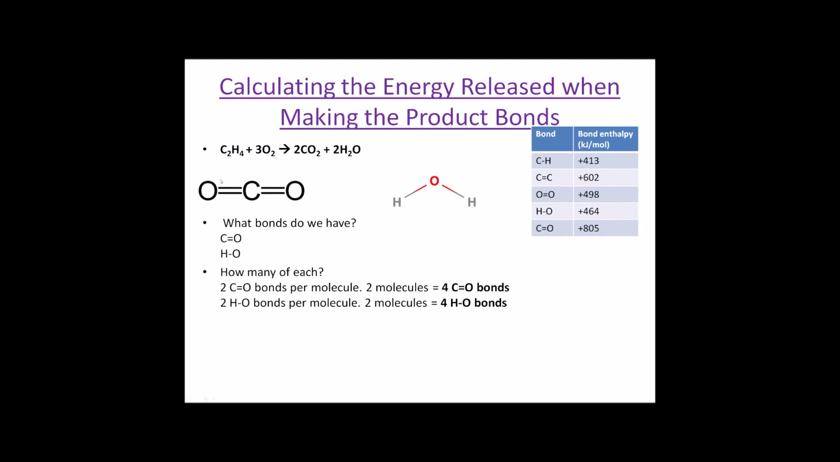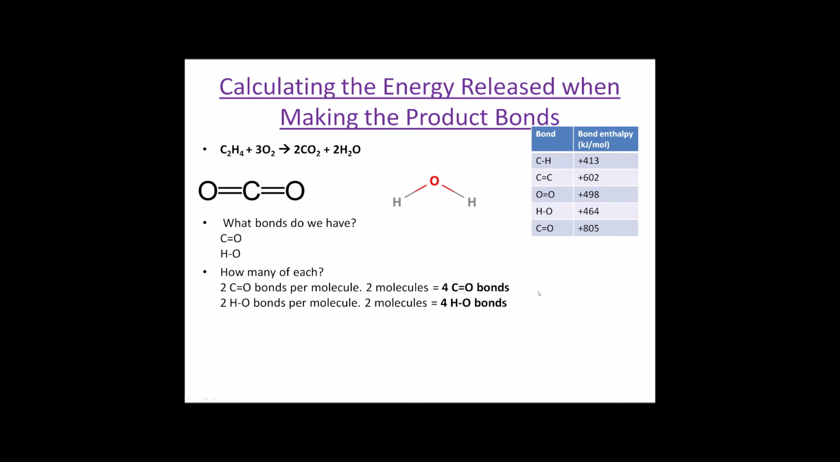So we've got two carbon oxygen double bonds per molecule. We've got two molecules. It tells us in the symbol equation up at the top, 2 CO2, so we've got two lots of this. So we've got 2 times 2, which equals 4 carbon oxygen double bonds. For our water bonds, our HO bonds, we've got 2 HO bonds per molecule, and we've got 2 molecules, so again we've got 2 times 2, which equals 4 hydrogen oxygen bonds.